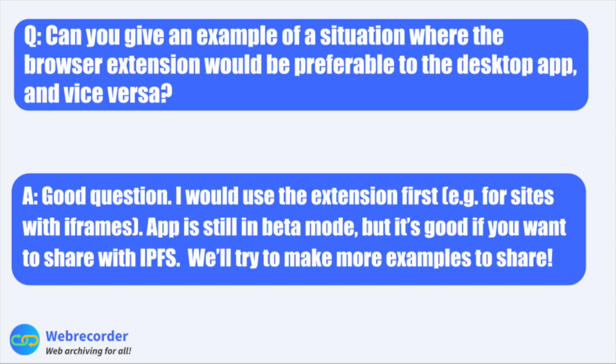Yes, that's definitely a good question. I think, and we'll try to create more of these examples since the app is still new, I would use the extension first, and if it doesn't work, for example on certain types of pages with certain types of iframes, Chrome has a security feature that blocks you from archiving those, and then you'll see an error message. If you see that, then probably trying it in the app next would be the best option.